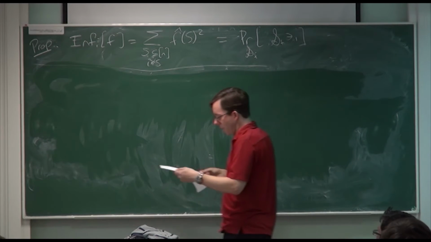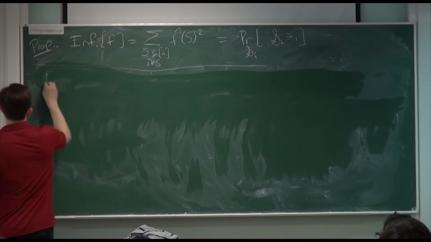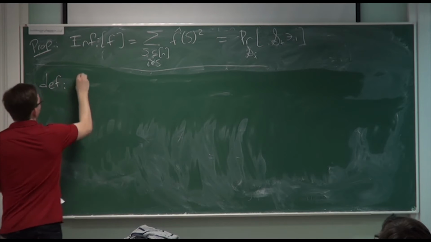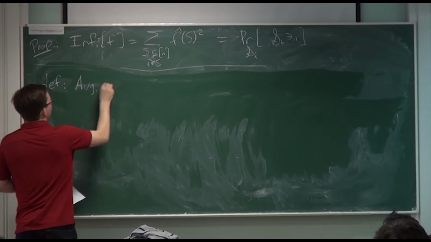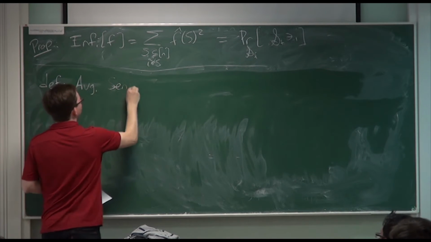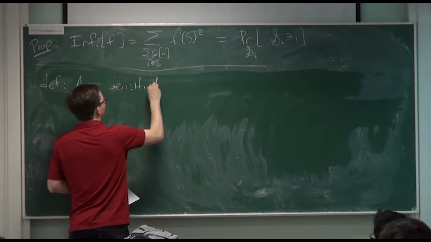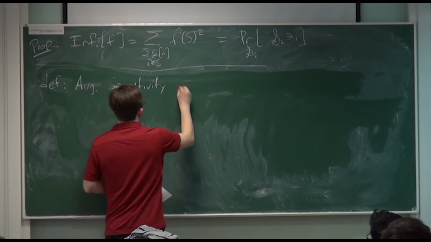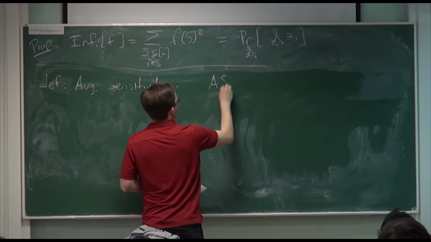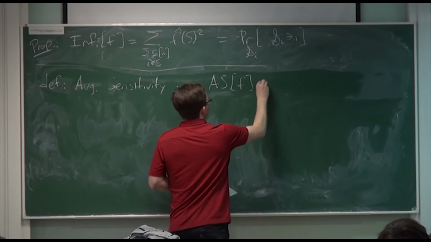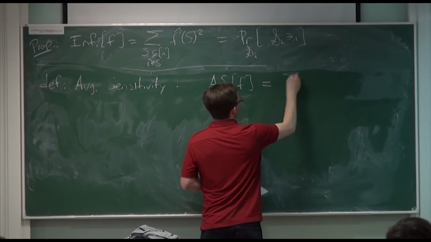Okay. So average sensitivity is a very nice, also simple concept. So the average sensitivity of f, I'll write it as of f, is just the sum of all the influences.